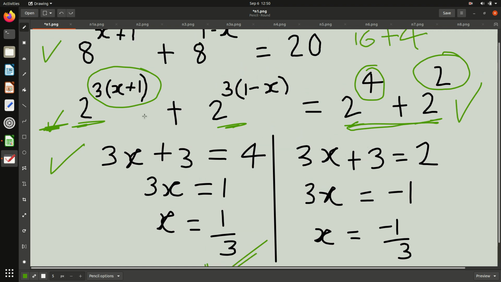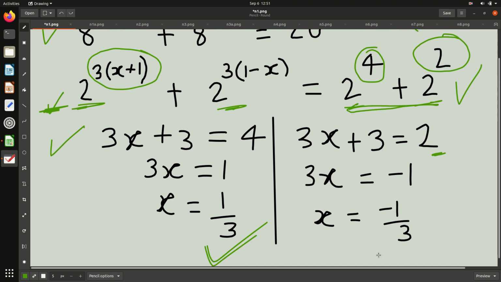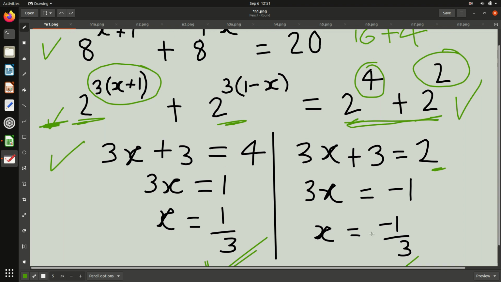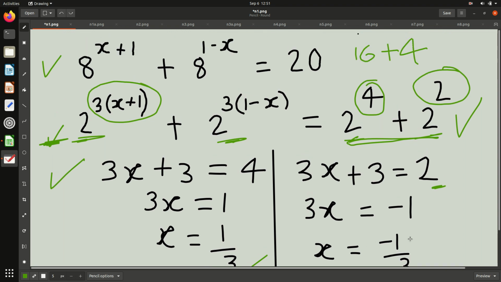Now in the next equation we will do 3x plus 1, that is this one, equal to 2. First we have done equal to 4 and now we have done equal to 2. From here we will get another value which is minus 1 by 3. So we got two values of x, which are 1 by 3 and minus 1 by 3. See how easily we have solved this.